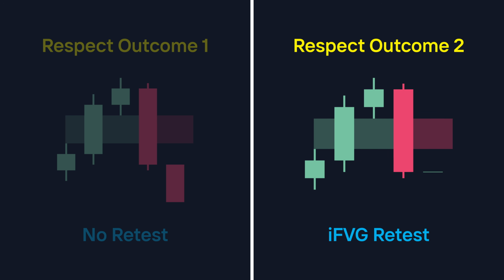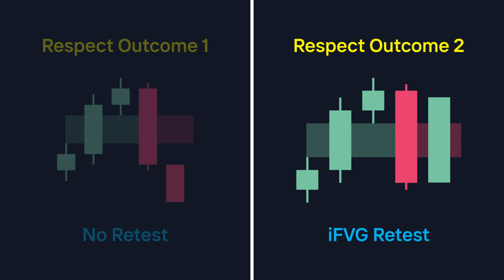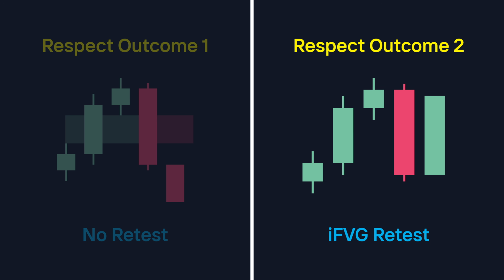But remember, if the market attacks an iFVG and it was to push the whole way through it with the candle closing above it, we would consider the iFVG invalidated, meaning that it more than likely won't hold, with the market continuing to move in the other direction.